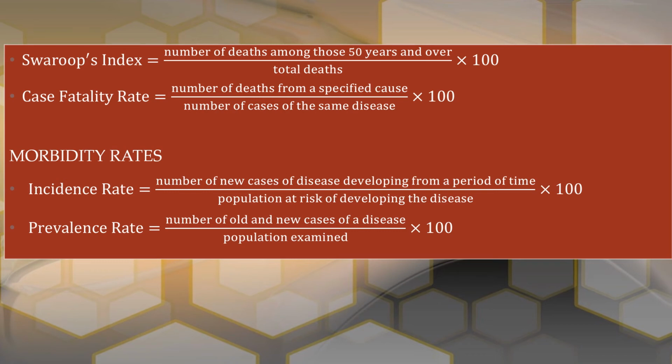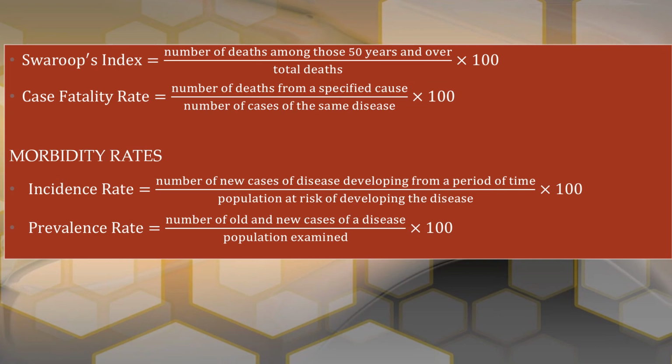Because we all know as a person ages, he or she is more prone to a lot of diseases because of the normal and sometimes the influence degeneration of the body. So it's very important to know about Swarups index.